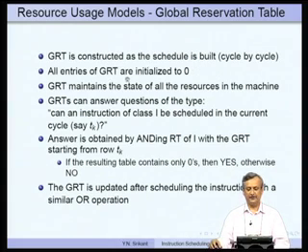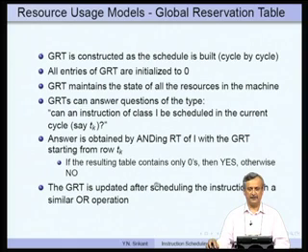All the entries of GRT are initialized to 0, and GRT maintains the state of all the resources in the machine. GRTs can answer questions of the type, can an instruction of class I be scheduled in the current cycle, say Tk. So, this answer is obtained very simply by ANDing the reservation table of I with the GRT starting from row Tk.